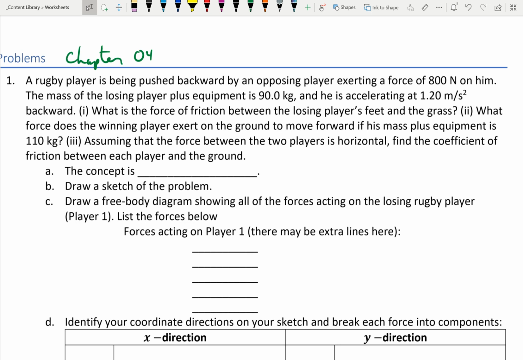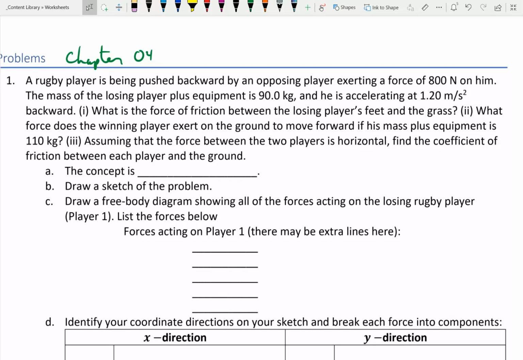Looking at the worksheet problems for chapter 4, we have 2 of them, and let's get going. Problem number 1: a rugby player is being pushed backward by an opposing player, exerting a force of 800 newtons on him. The mass of the losing player, the one that's getting pushed backward, plus equipment is 90 kilograms, and he is accelerating at 1.2 meters per second squared backward. And we have 3 questions.